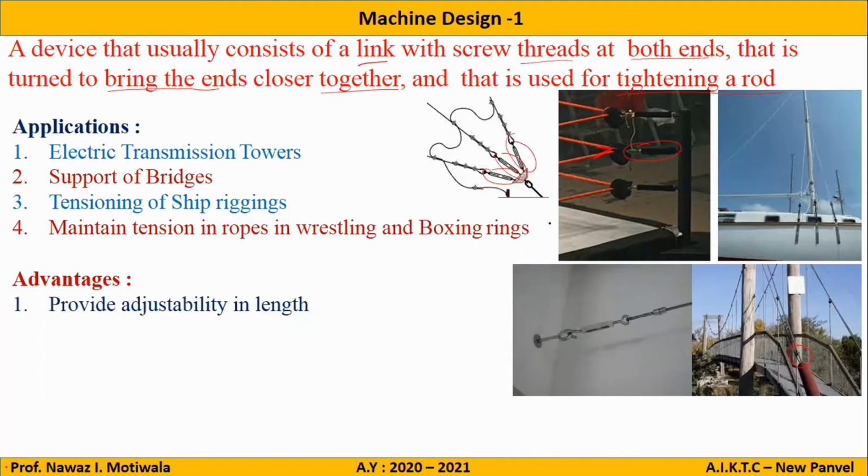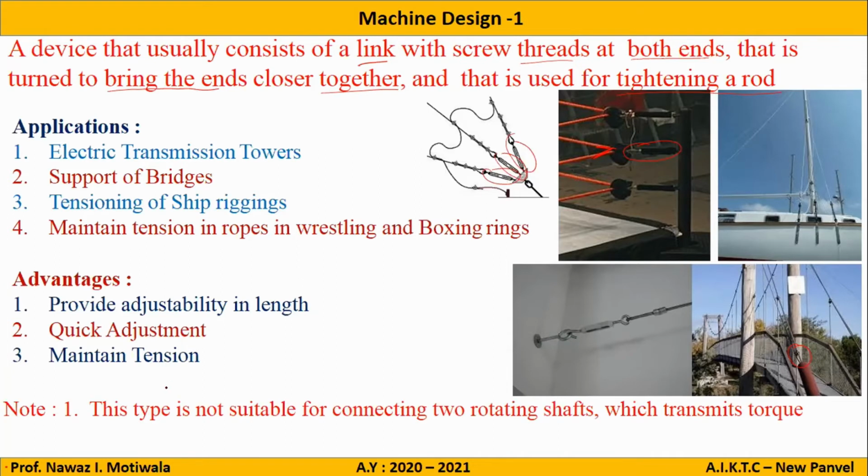Then advantages: it provides high adjustability in length, then quick adjustment. Just we have seen, just a turn of a screw can give the adjustment. And lastly, maintain tension. This is the main advantage or the use of the turnbuckle, to maintain the tension in the rope. And where it is not suitable, as we have seen in cotter and knuckle joint, this type is also not suitable for connecting two rotating shafts which transmit torque or power. And one more thing, it is also not suitable for extreme load applications.